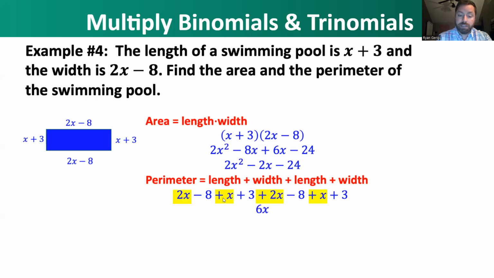So 2x plus x is 3x, plus 2x is 5x, plus another x is a total of 6x's. And then negative 8 plus 3 is negative 5, minus 8 is negative 13, plus 3 is negative 10. The perimeter is 6x minus 10.